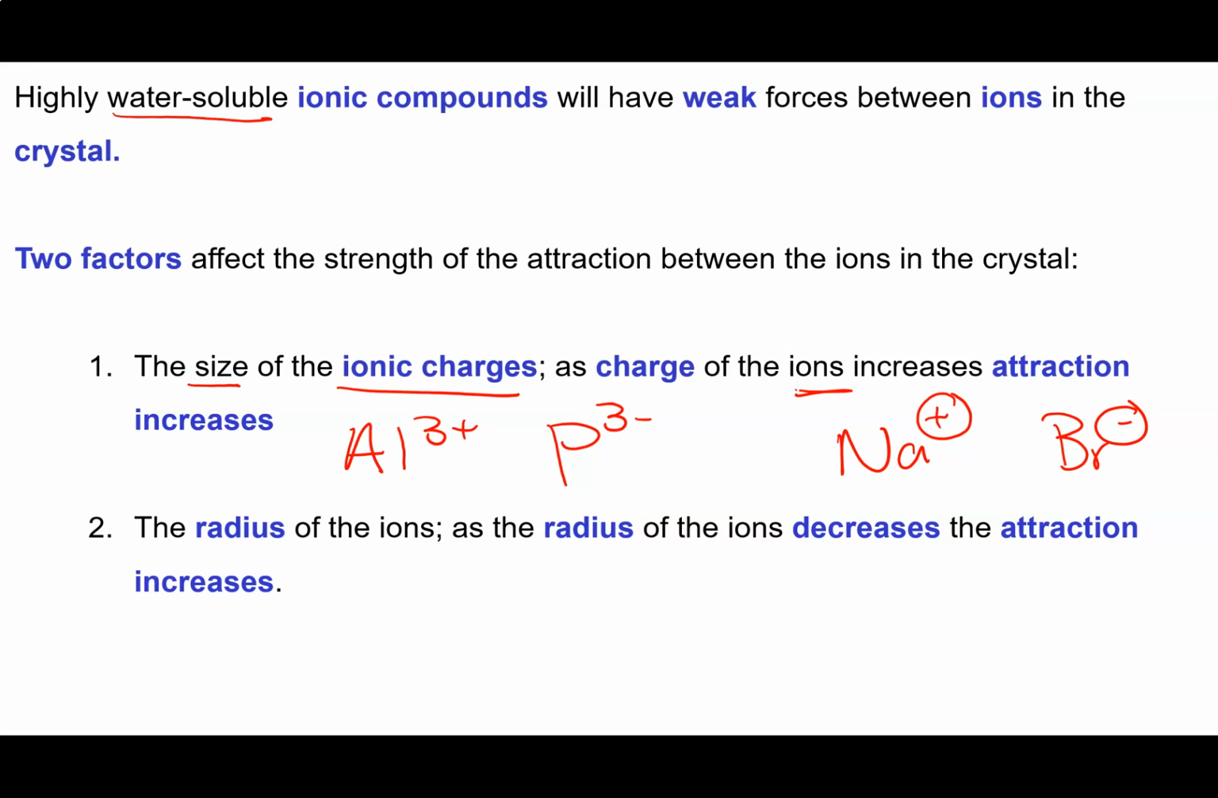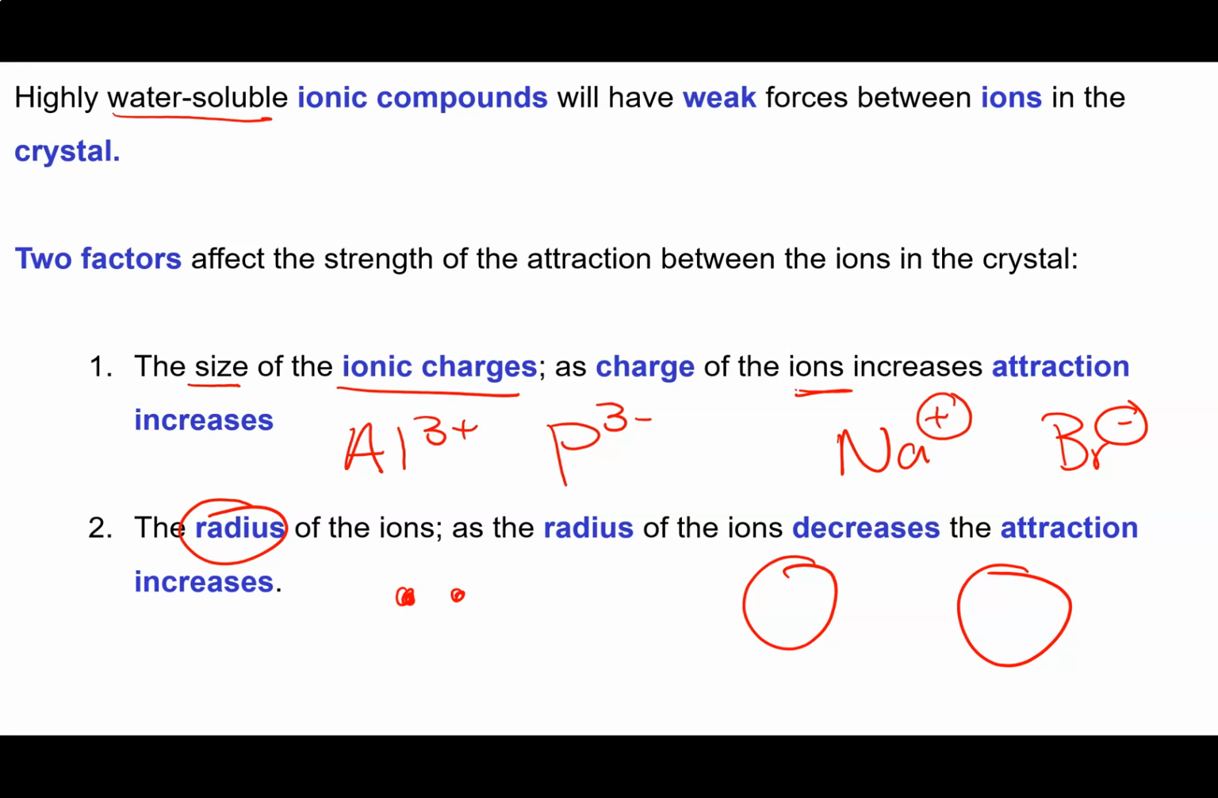Now, the other factor that's going to affect the strength of interaction between two ions in a crystal is the radius of the ions. And this is a pretty simple relationship. The smaller the ions, the stronger the strength of attraction. So small ions have a really strong attraction, and with bigger ions it's weaker because the charge is more dispersed. So that's the general rule.